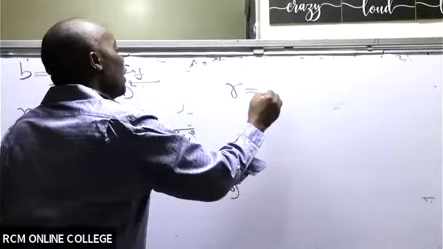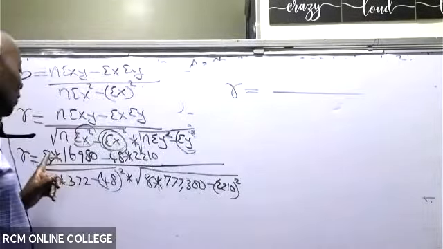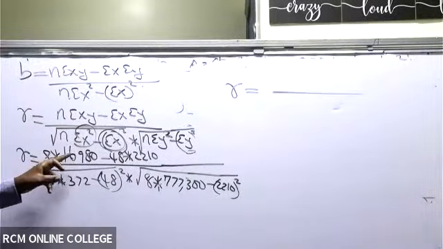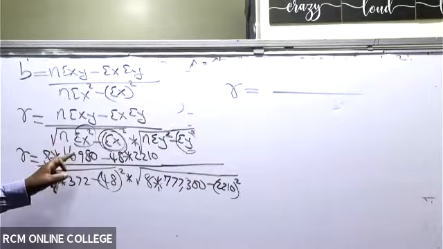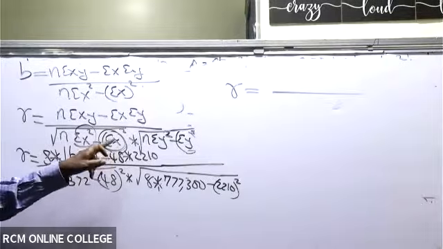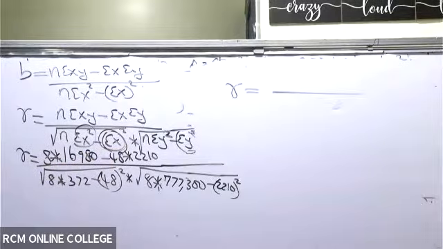Is there somebody who is able to remind me the numerator? First of all, you start with the numerator. You say 8 times this minus this times 2210. So we take here 8 times 16,980 minus 48 times 2210. Please give me this figure, all of you.